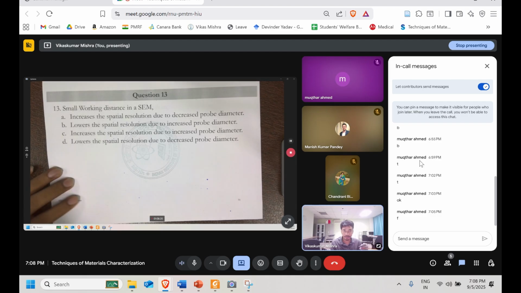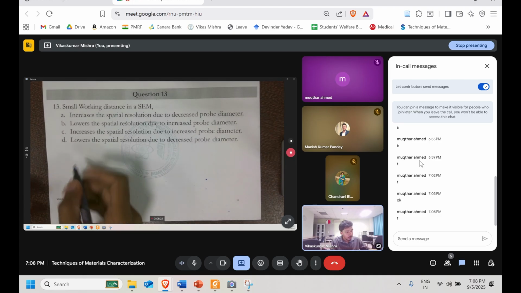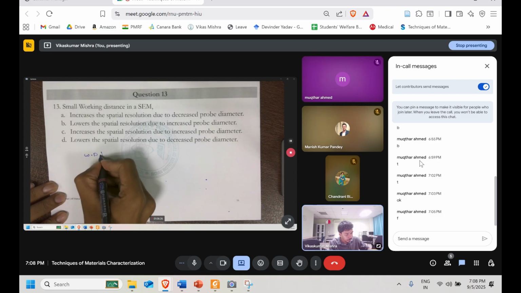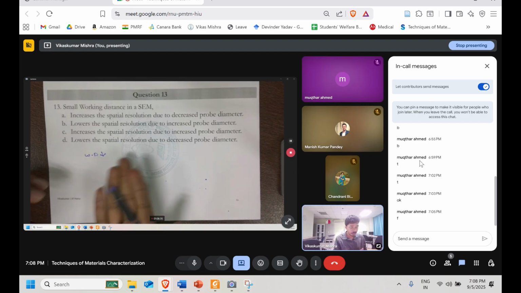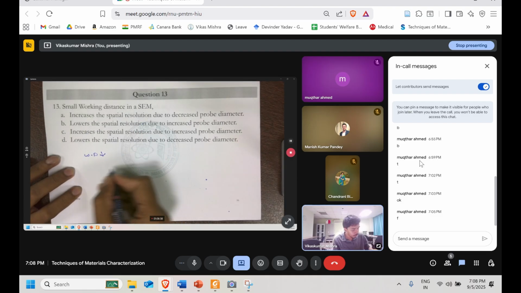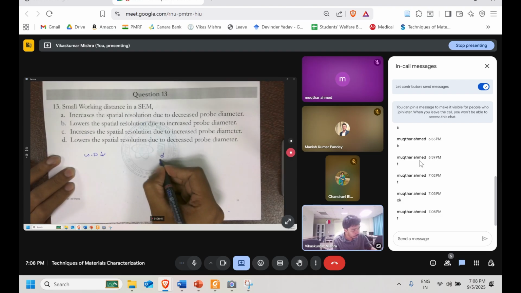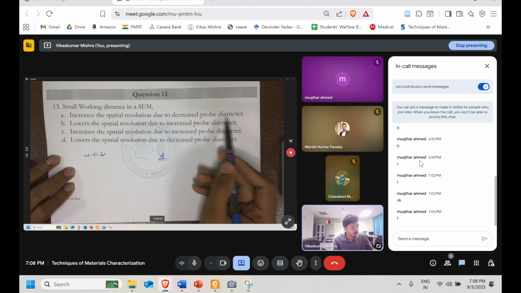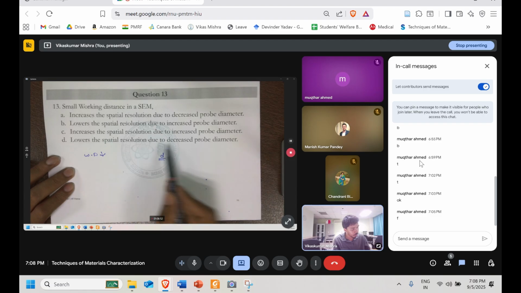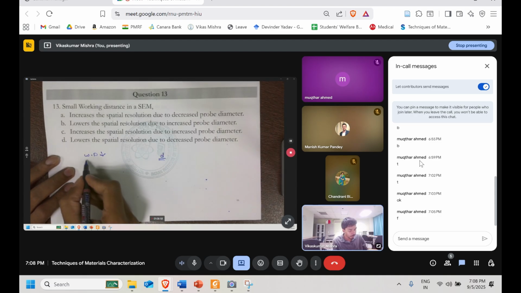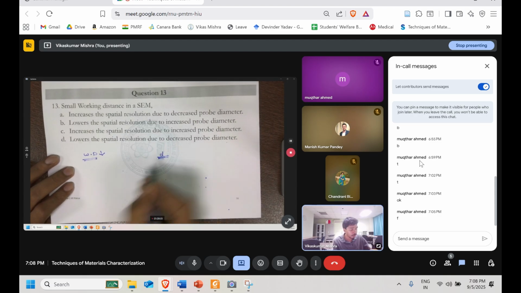A smaller working distance in SEM. So now the working distance we are decreasing. Let's see which parameter the question is going to talk about. Spatial resolution. Resolution means they are talking about the probe diameter. Lower spatial resolution due to increase in the probe diameter. Increase spatial resolution due to increase in the probe diameter. Lower the spatial resolution due to decrease in the probe diameter. Let's not read too much.